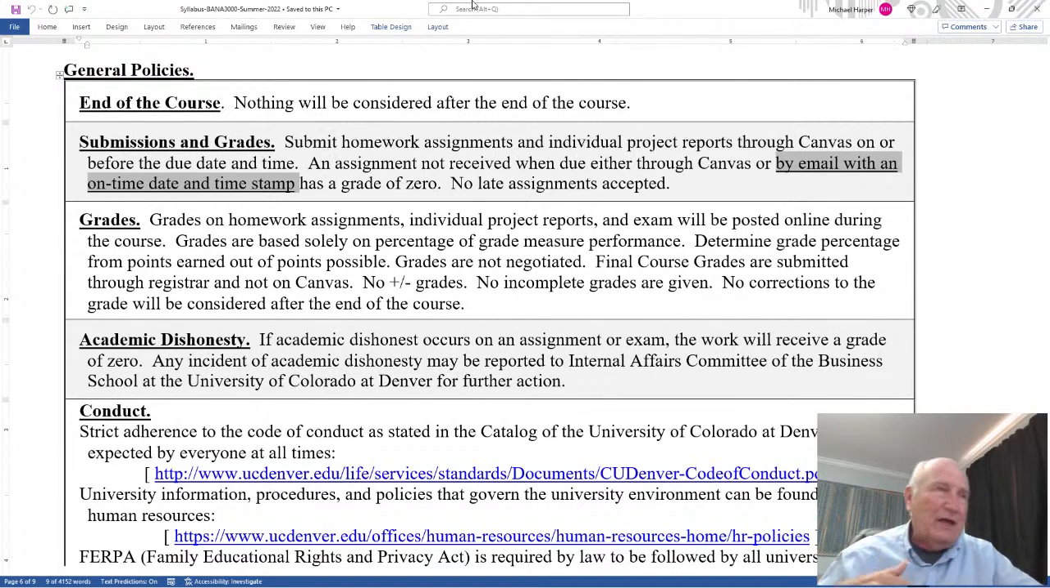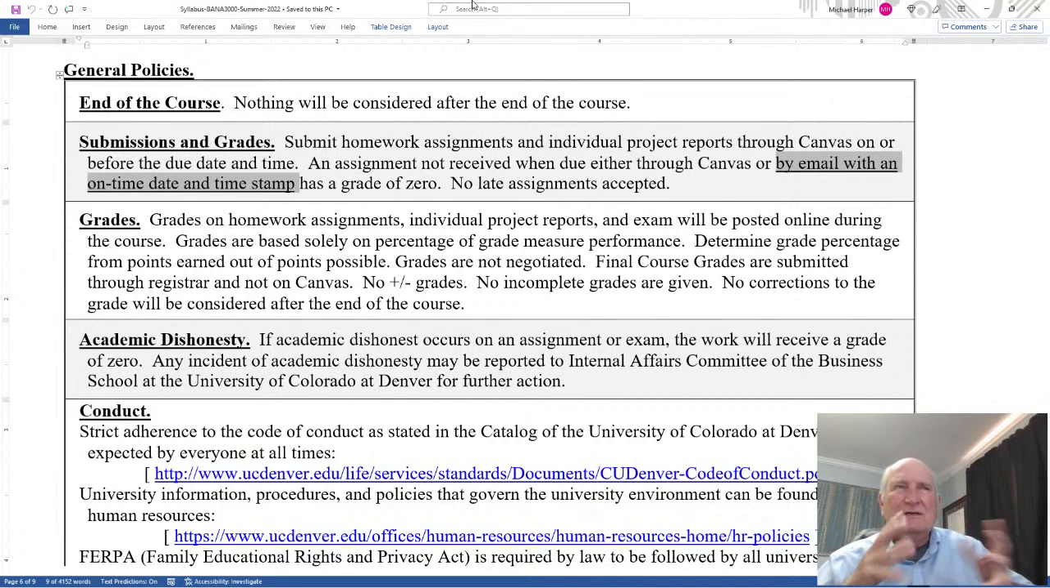But if you can get online and email me, say, here's my 10 letters and numbers, okay? Or here's my PDF report, okay? If you can get it to me by the due date and time, I'll accept it by other means. But you have to have an on-time date and time stamp. It has to be on time. I will not accept it after Saturday night, 11:59 p.m. So be very, very careful of that.